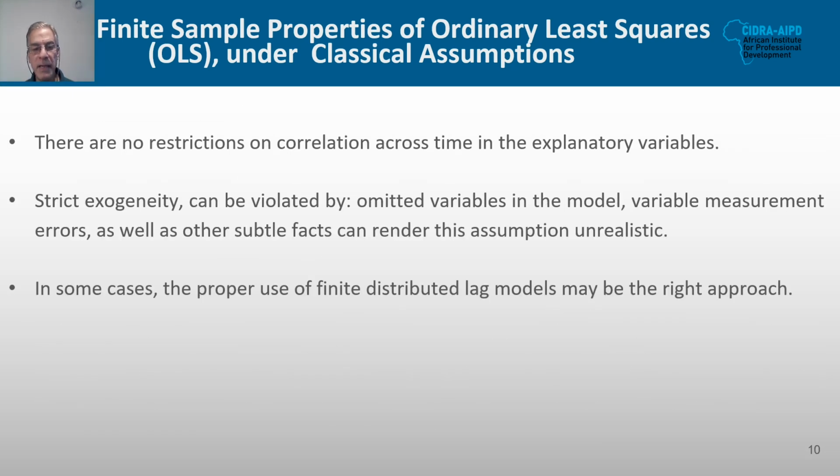Bear in mind that there are no restrictions on correlation across time in the explanatory variables. Strict exogeneity can be violated by, among other things, omitted variables in the model, variable measurement errors, as well as other subtle factors that can render this assumption unrealistic. We have to check for that. In some cases, the proper use of finite distributed lag models might be the right approach.